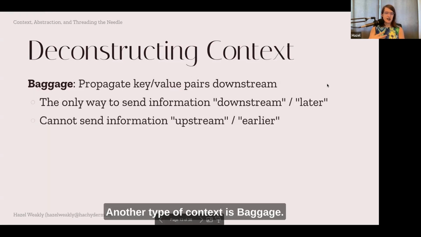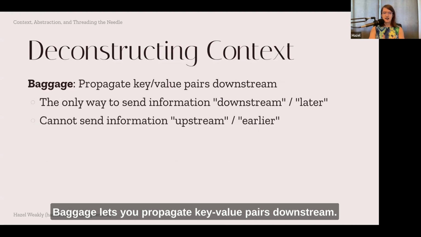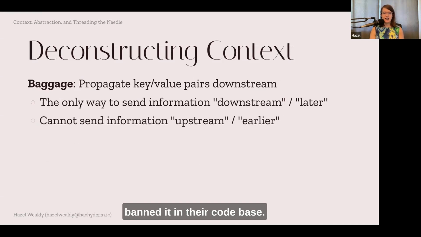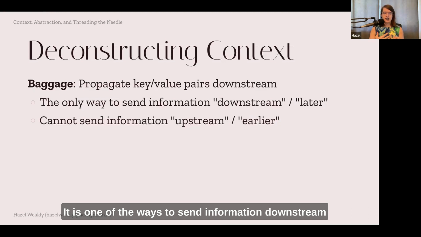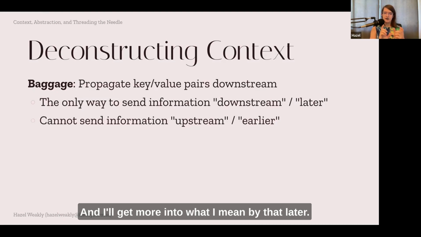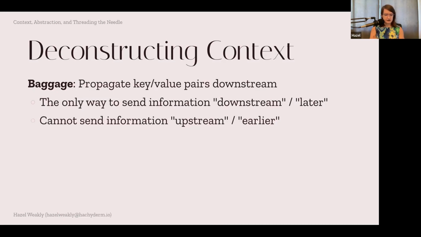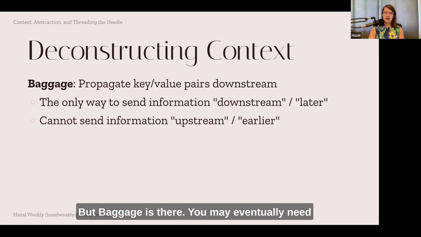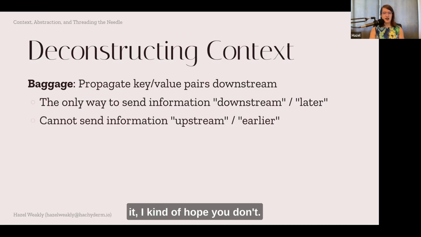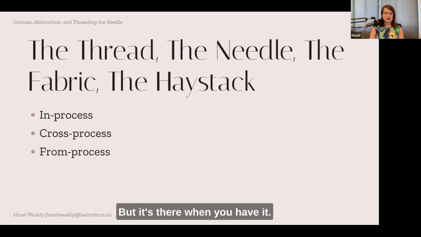Another type of context is baggage. Baggage lets you propagate key-value pairs downstream. It is widely regarded as a questionable thing to use. I know many people who have outright banned it in their code base. It's a bit of a foot gun, but also very, very powerful and flexible. It is one of the ways to send information downstream, but you still can't use it to send information upstream. I'll get more into what I mean by that later. But baggage is there. You may eventually need it. I kind of hope you don't, but it's there when you have it.